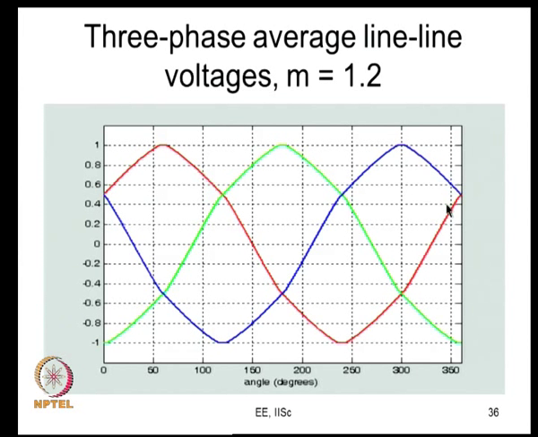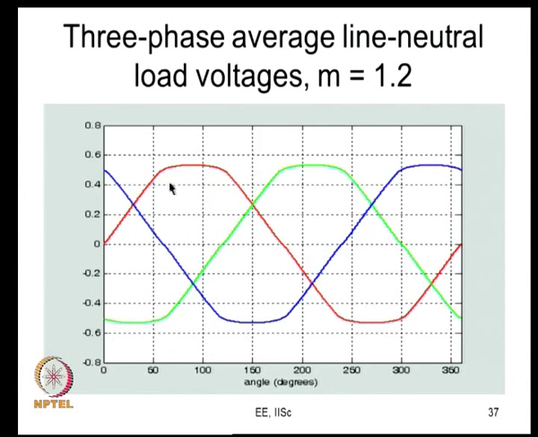It is much worse than when you saw that at m equal to 1.1. If you do a harmonic analysis, you will see that 5th, 7th, 11th, 13th etc. would have increased in some sense. So, this is VRY average, VYB average and VBR average now. So, from here let me go to VRN average, VYN average and VBN average. You can see that a significant amount of low frequency distortion has set in now.